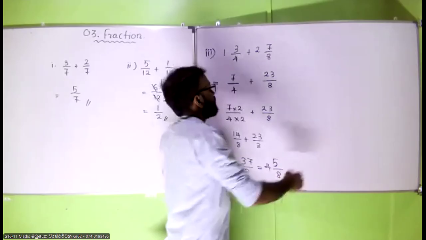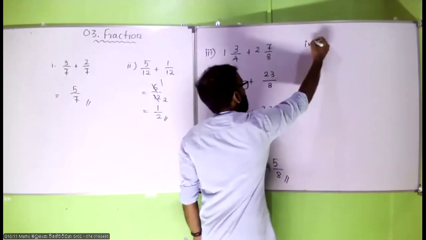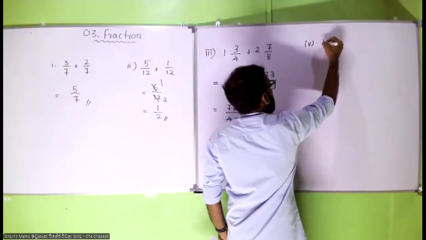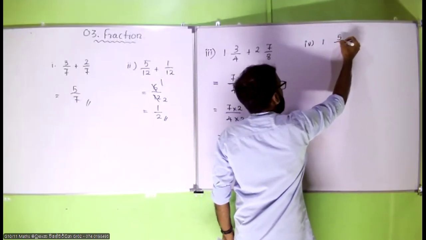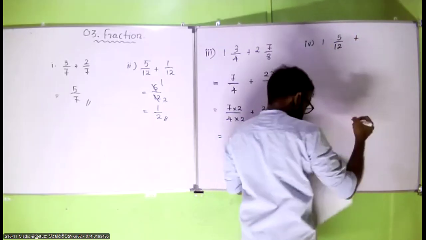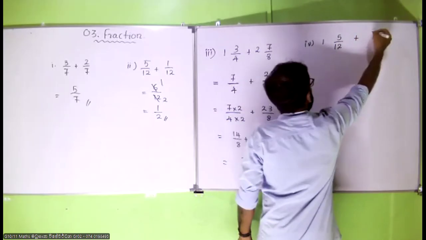Right. Fourth one, 1 and 5 upon 12, not 1 times 5 upon 12, plus 7 upon 18.